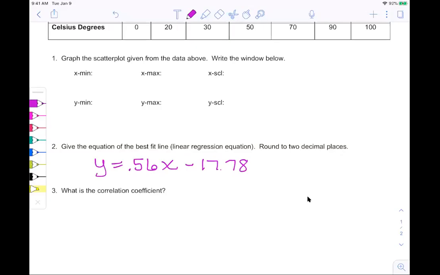So in your packet, we are going to look at section 2.6. We did the vocab on Friday, and today there are 2 problems. We're going to do 1 problem today, and 1 problem tomorrow.